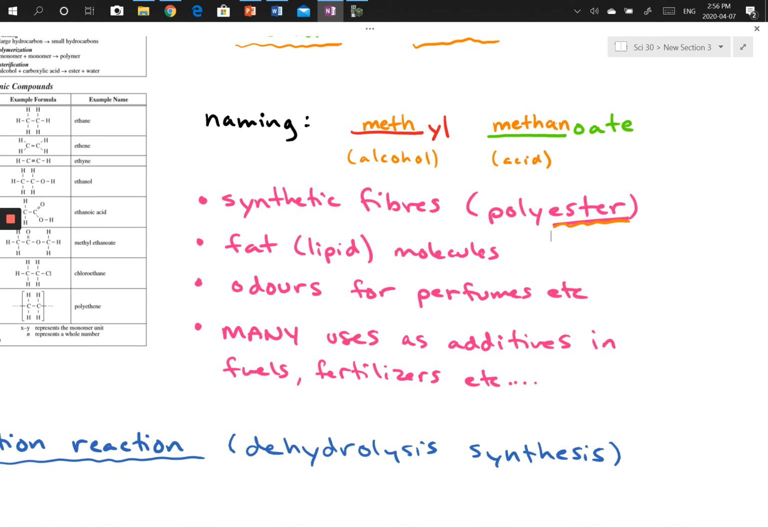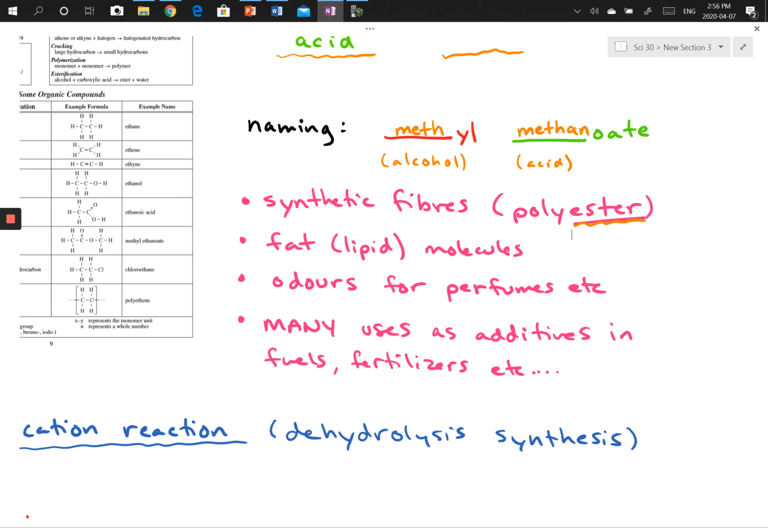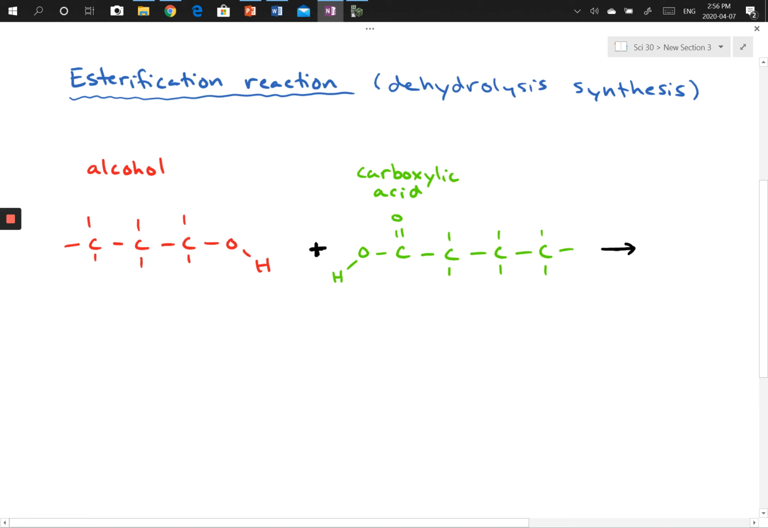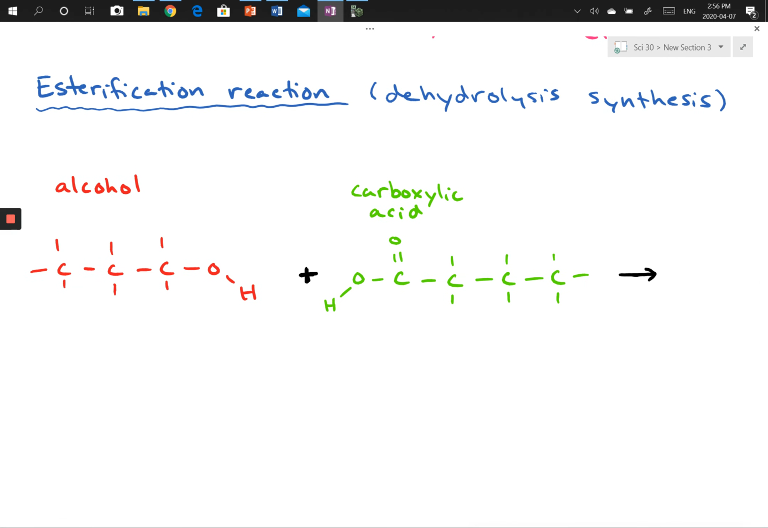What we need to look at here is the actual reaction that produces esters. This has a couple different names. One of those names is an esterification reaction. And the type of reaction is something that's called dehydration synthesis. So we think about this name a little bit. Dehydration, so we are going to be subtracting water. We're going to be dehydrating these molecules. And synthesis, we're making something new. So we're taking away water to make something new. And I'm going to show you how that works.